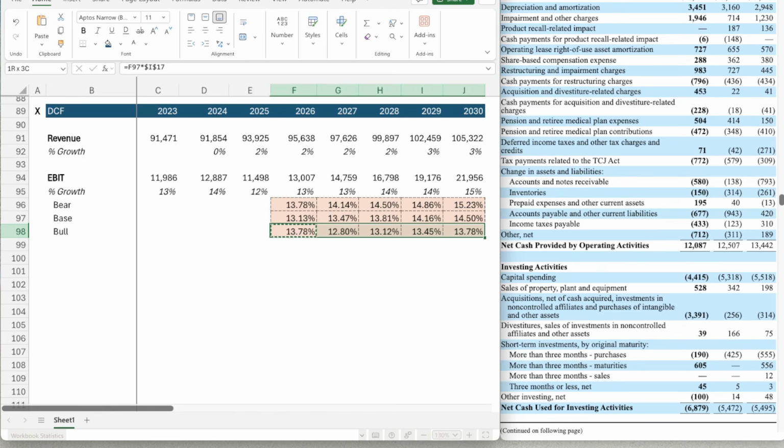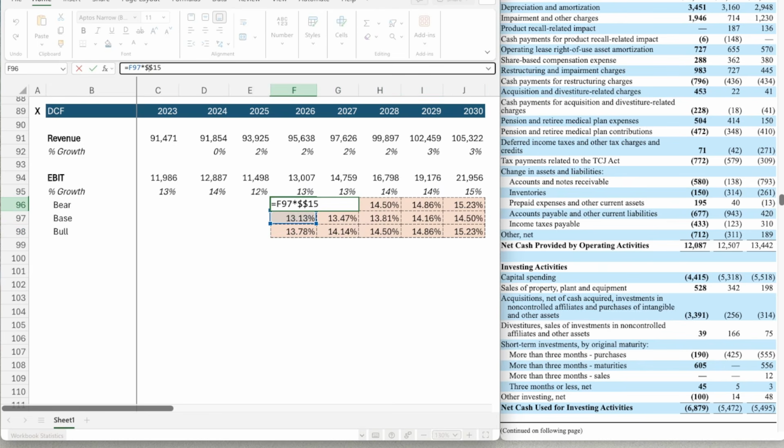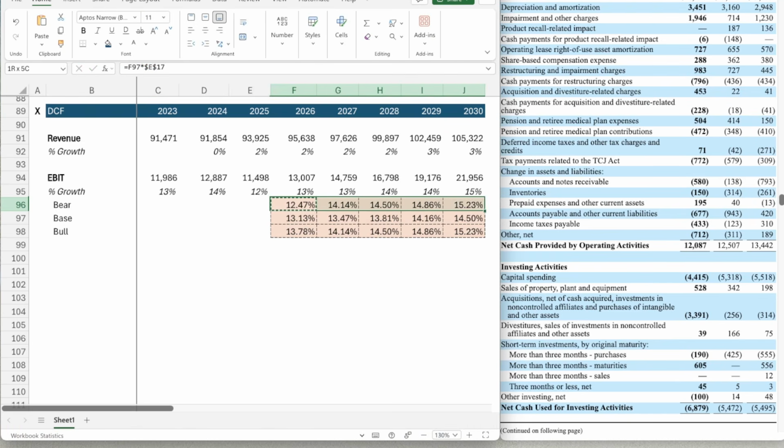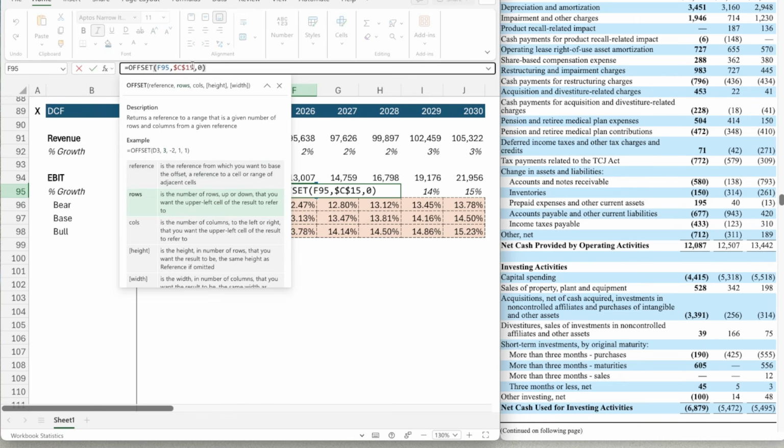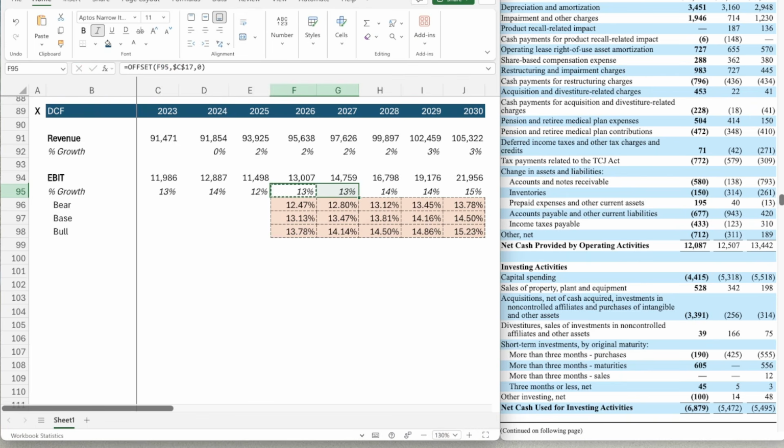I70, sorry. We have to change this formula to revenue multiplied by, this is the EBIT margin, but this should be percentage of revenue. So pull that along. Go.